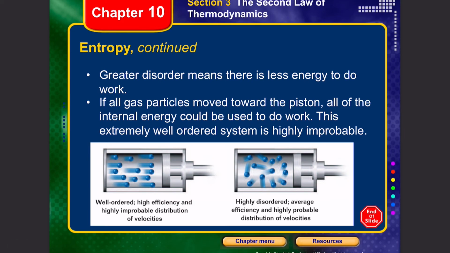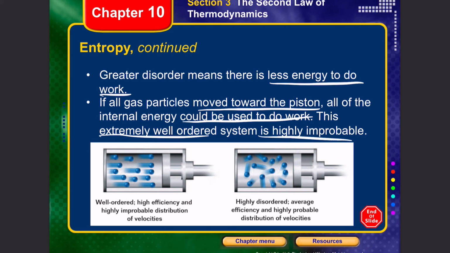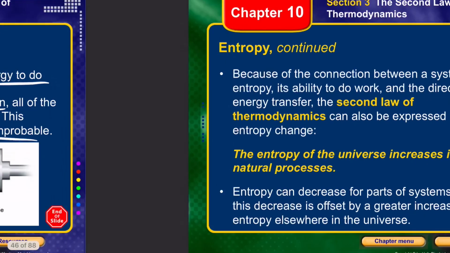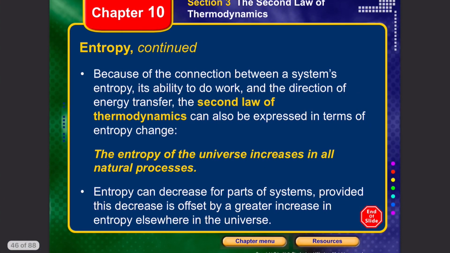Now, greater disorder means that there is less energy to do work. Let's say all gas particles move towards the piston, then all of the internal energy could be used to do work. This extremely well ordered system is highly improbable. That's the reason why we have a highly disordered system, which means you have average efficiency and a highly probable distribution of velocities.